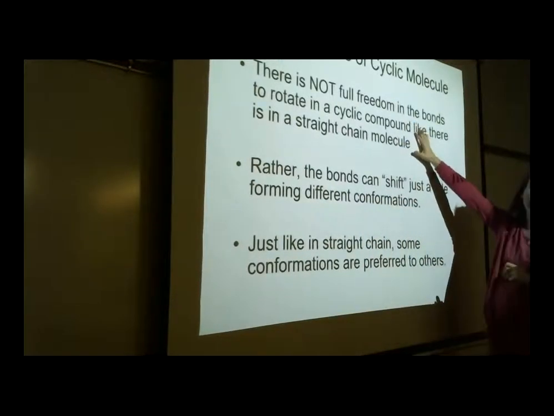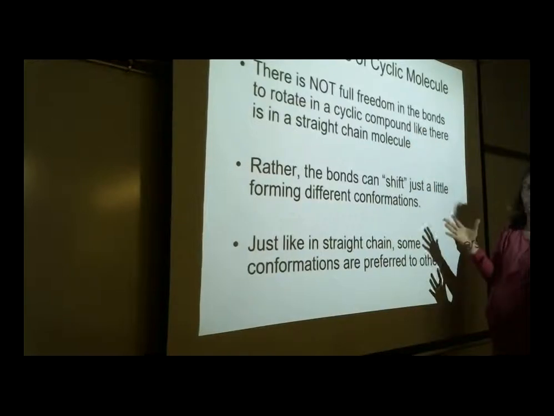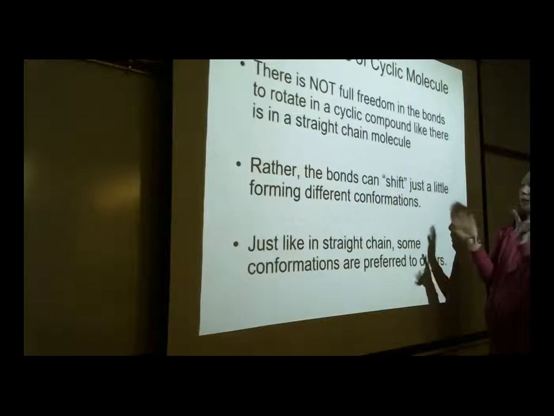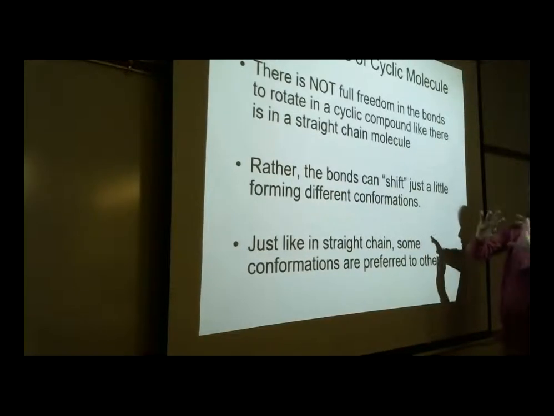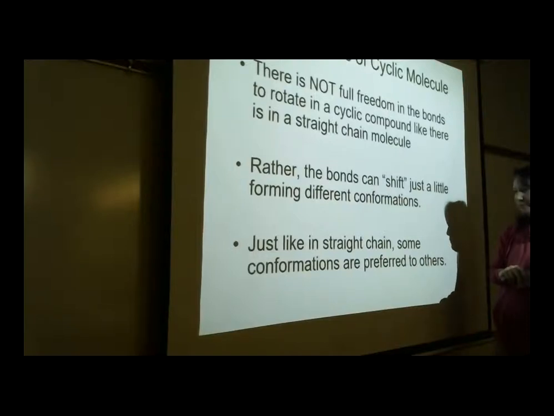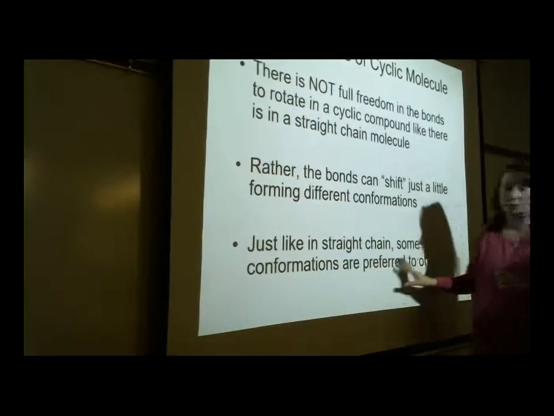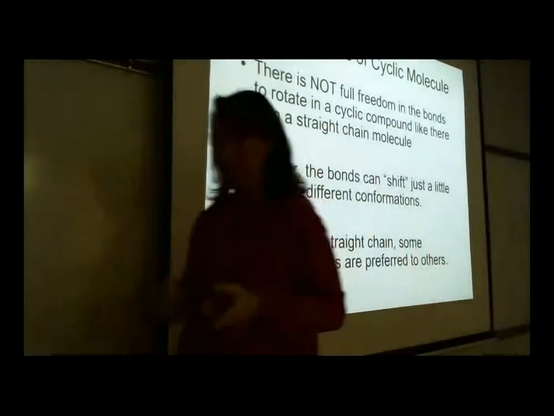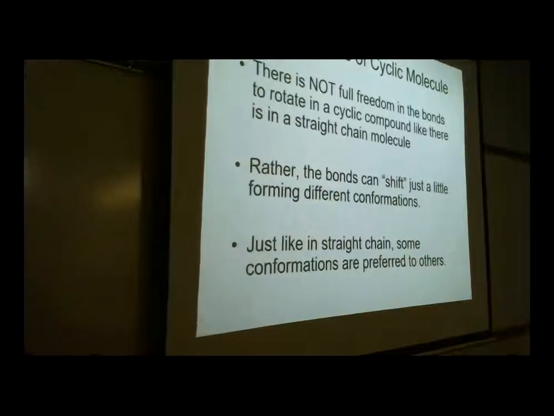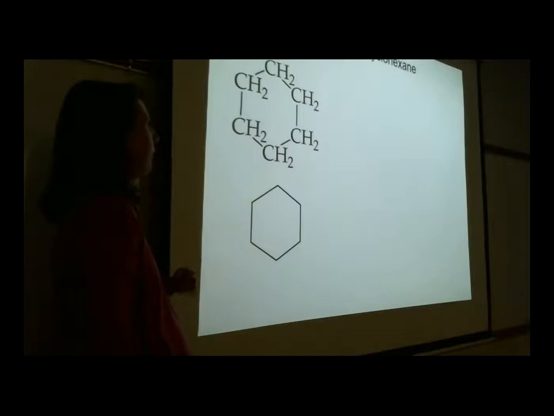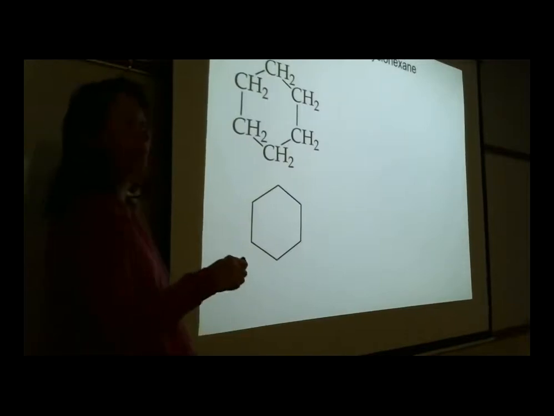But when we have a cyclic, you don't have that full 360 degree rotation. You can't, because the bonds can really just shift a little bit. They can just kind of shift angles a little bit. So there are 2 conformations that we're going to talk about in elementary organic. When you take full organic, you'll talk about more conformations, but these are the 2 that we're going to talk about in elementary organic. So we're just going to look at cyclohexane.